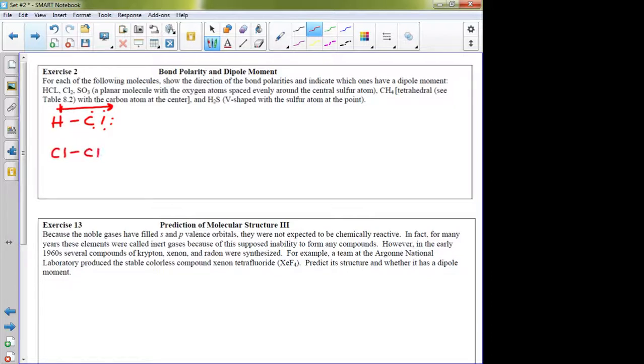Cl to Cl. Polar or non-polar? Non-polar. How do I know that's going to be non-polar? It's the same thing. The electrons are being shared equally.